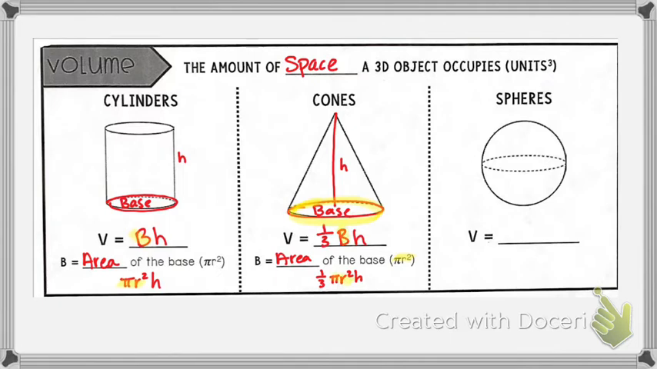For spheres, we have something like a basketball or some kind of ball. We're only going to use the radius here, and so our formula is going to be 4/3 pi r cubed.